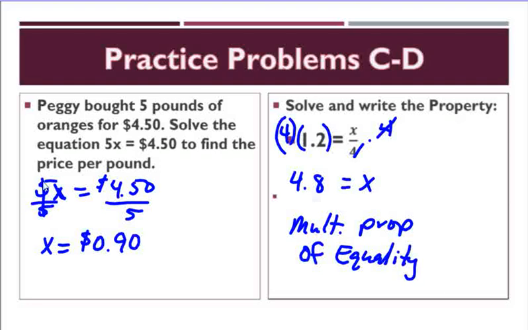So the property is always going to be whatever you're doing on both sides. So if you're multiplying on both sides, that's the multiplication property. If you're dividing the same number on both sides, that's the division property of equality.